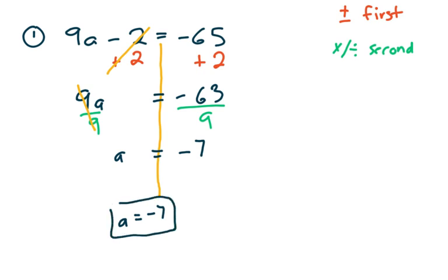Now we could always check our answer by plugging our answer back in for a. So 9 times negative 7 minus 2. And we're going to see, does this equal negative 65? Well, 9 times negative 7 is negative 63. Minus 2 is negative 65. So it does.